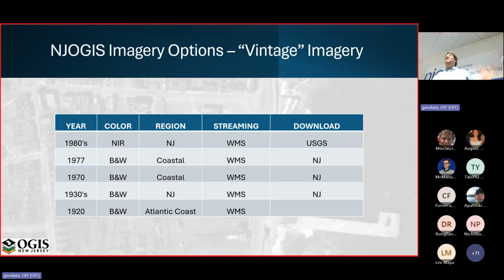So all the different image categories that we have of the image data sets, I kind of group them into three categories. So here's the vintage stuff, going from 1920 to the 80s. A lot of them are only for coastal areas because it was a special project with DEP or something like that. But we serve all these out as a WMS, and most of them you can download. The 80s one is available on the USGS site, and there's information on the engine site on how to get there.